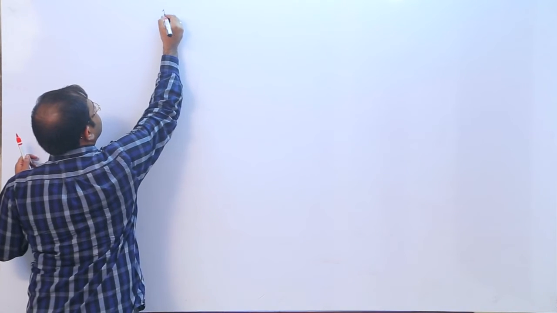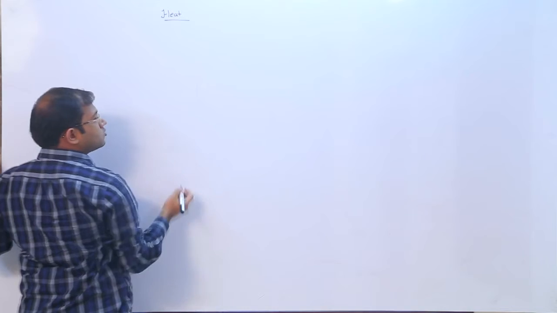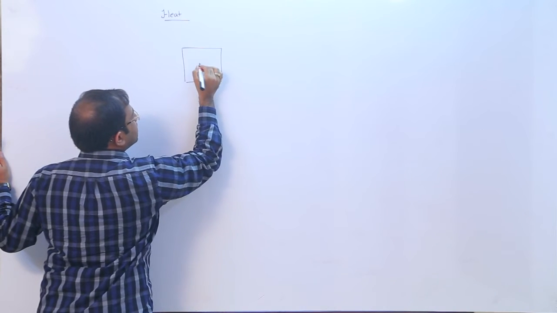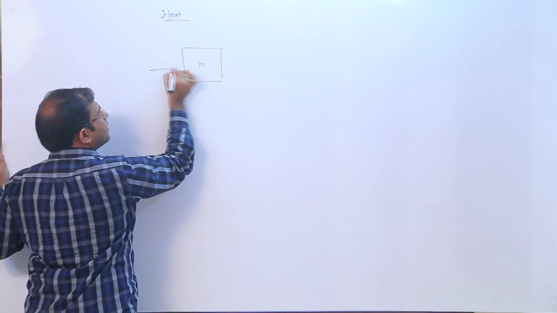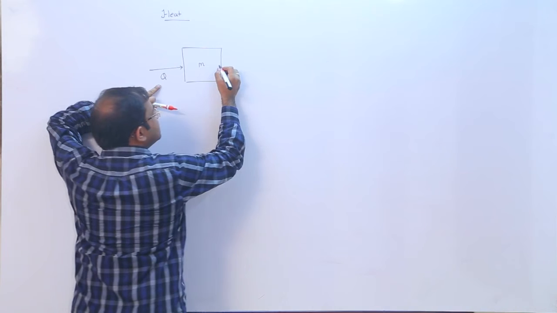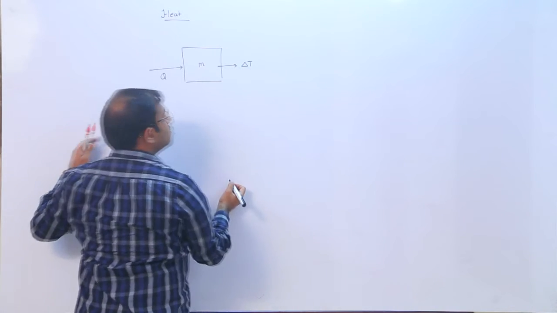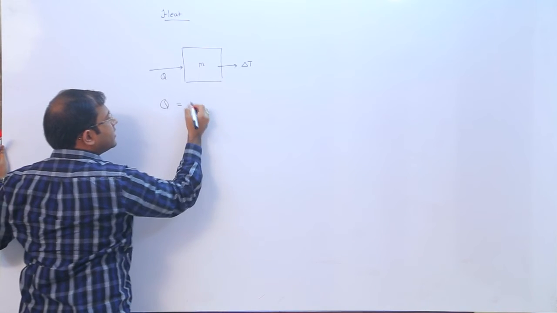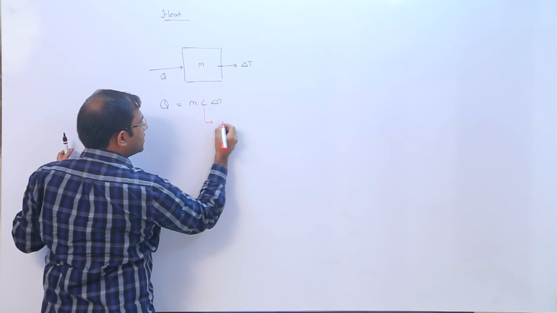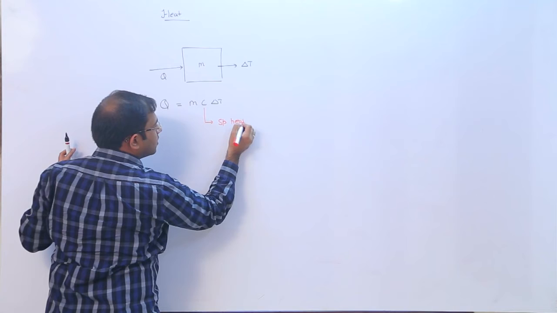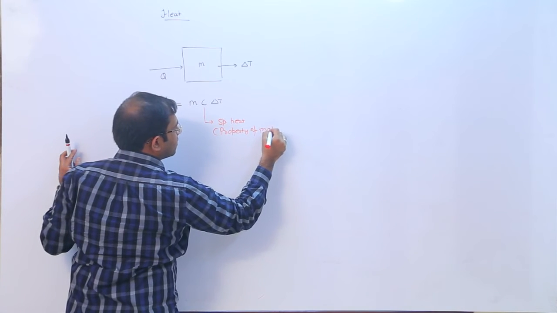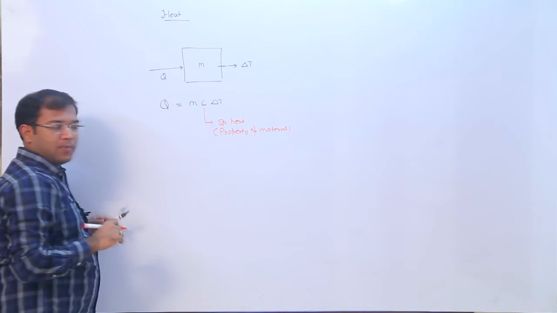So heat. See students, suppose this is a body of mass M and if I give heat Q to it, and by giving heat Q to it, the change in temperature be delta T. So this heat Q can be simply written as M C delta T, where this C is nothing but your specific heat, and it is a property of material.